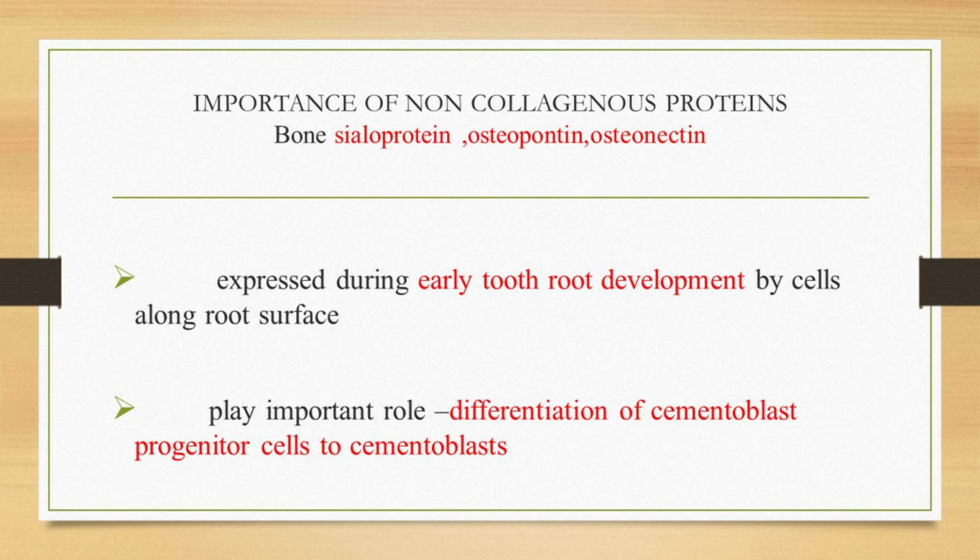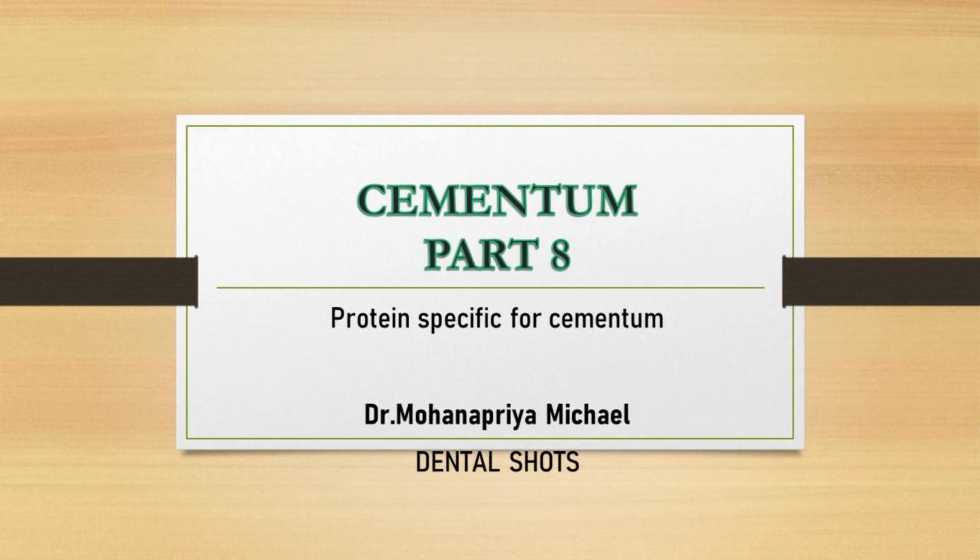So, regarding the importance of the non-collagenous proteins, that is bone sialoprotein, osteopontin and osteonectin, they are expressed during early tooth root development by the cells along the root surface. They play an important role in the differentiation of cementoblasts, which are the progenitor cells of cementum. I hope this has been a detailed explanation of the non-collagenous proteins of the cementum.